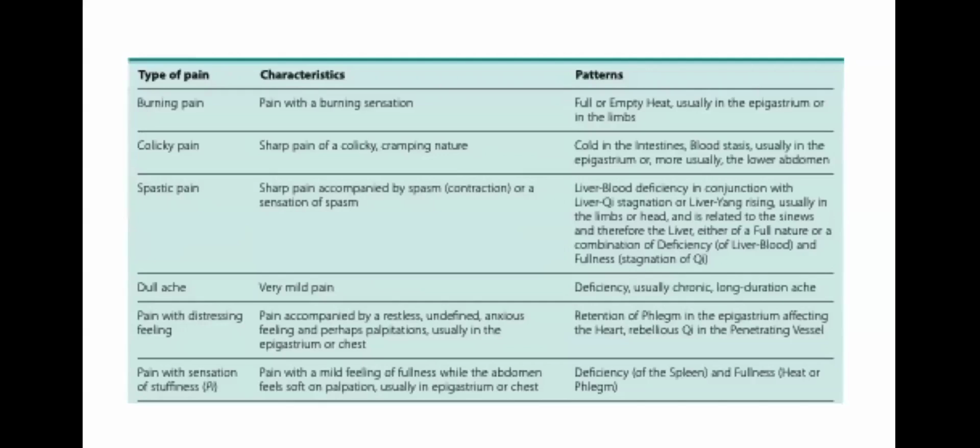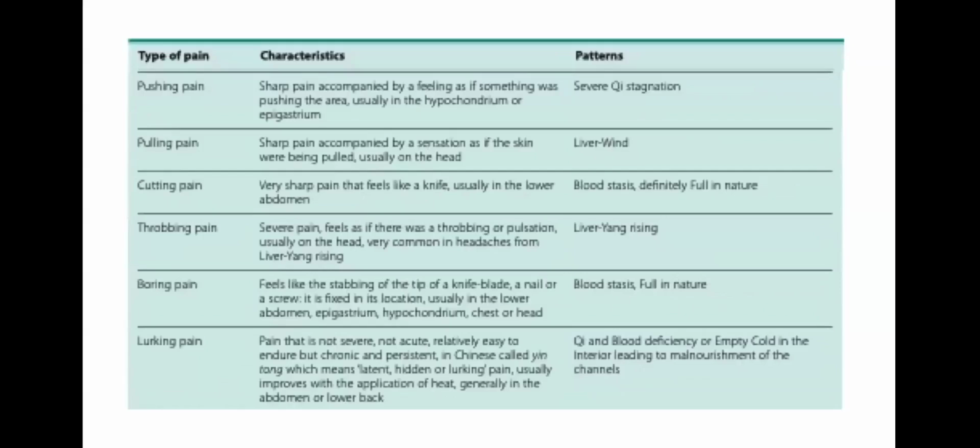Pain with sensation of stuffiness: there is pain with a mild feeling of fullness while the abdomen feels soft on palpation, usually in the epigastrium or chest. Pattern: deficiency of the spleen and fullness, heat or phlegm. Pushing pain: sharp pain accompanied by a feeling as if something was pushing the area, usually in the hypochondrium or epigastrium. This is severe qi stagnation. Pulling pain: there is sharp pain accompanied by a sensation as if the skin were being pulled, usually on the head. This is liver wind.